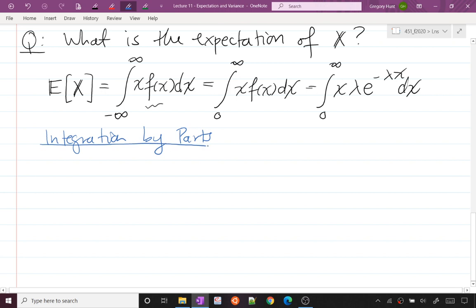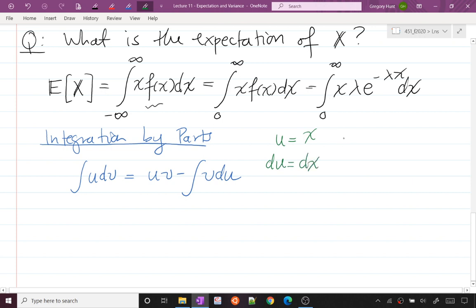So integration by parts says that the integral of u dv is uv minus the integral of v du. And we can probably make our integral into this form if we carefully choose u and v. So let's look at how we can do that. We could choose u to be x. That's nice because then du is just dx.